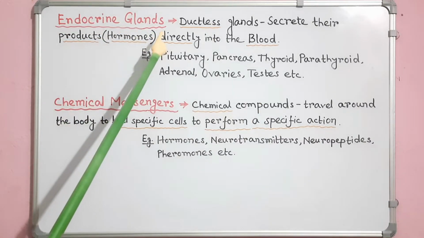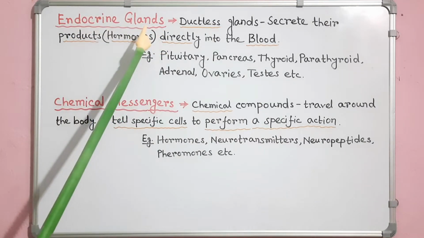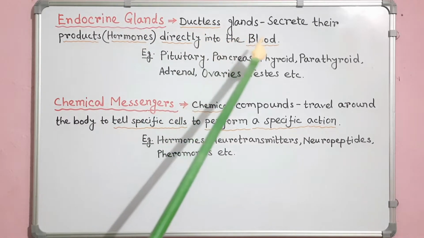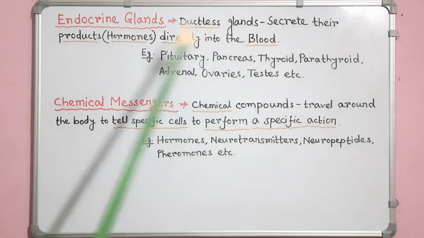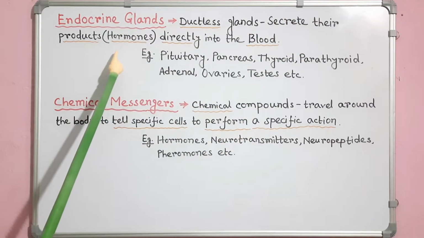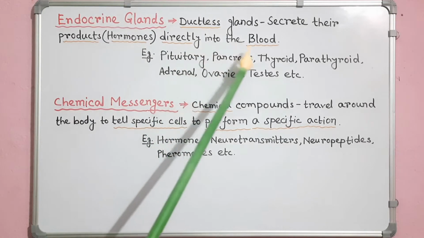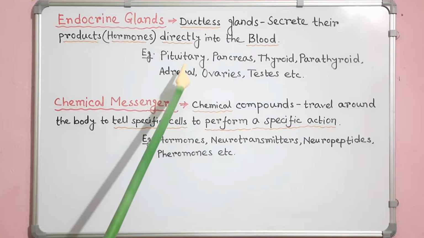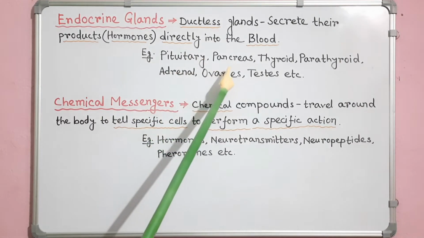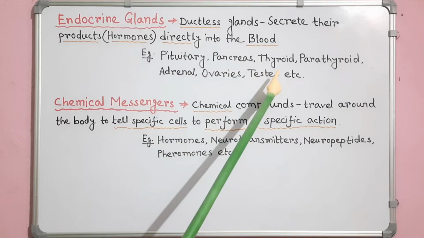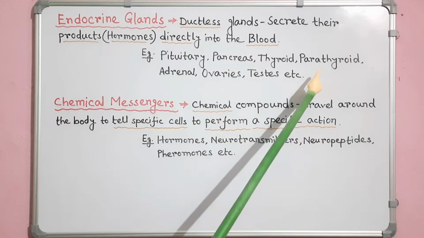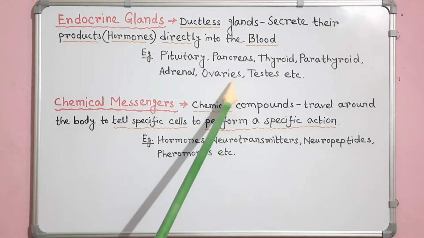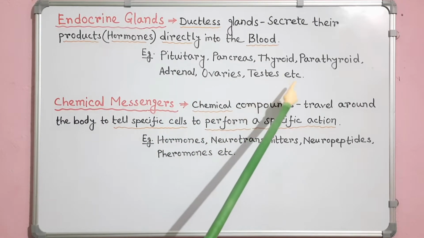Endocrine glands. Endocrine glands are ductless glands that secrete their products or hormones directly into the blood. Example: pituitary gland, pancreas, thyroid, parathyroid glands, adrenal glands, ovaries, testes, etc.